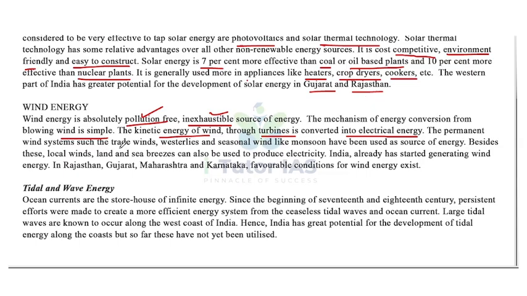Permanent wind systems such as trade winds, westerlies, and seasonal winds like monsoon have been used as a source of energy. Besides these, local winds, land and sea breeze can also be used to produce electricity. India has already started generating wind energy. Rajasthan, Gujarat, Maharashtra, Karnataka, and also Tamil Nadu have favorable conditions for wind energy.